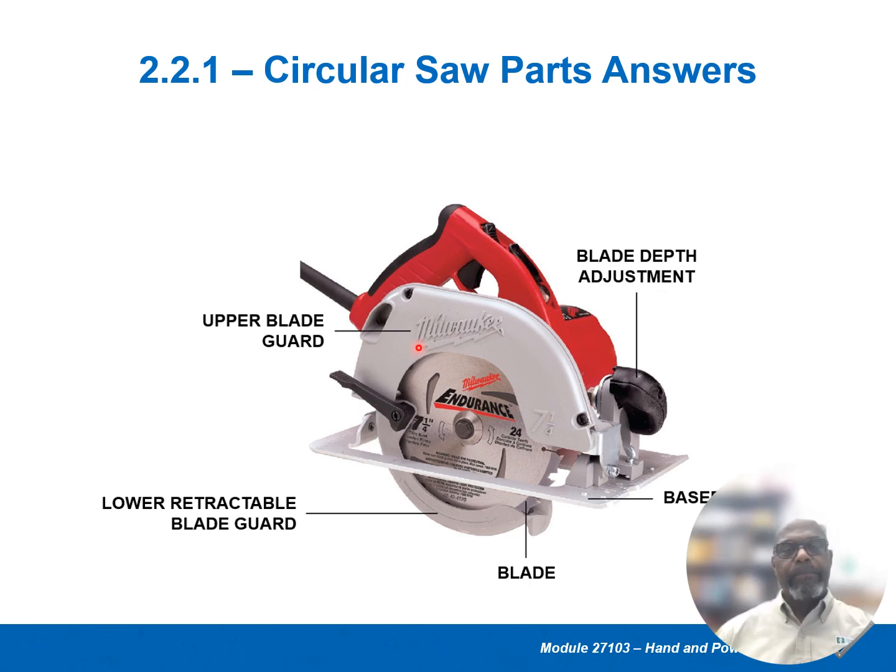And this here is the blade depth adjustment. So in other words, each saw may be different. This is a Milwaukee saw, but some other saws might have it in different places. You just have to locate where to adjust the depth of the blade. And of course, this here is the base. Usually the base will have a guide on it so you know where the blade is located. So you'll be able to cut straight lines and it will be cut exactly where you need it.